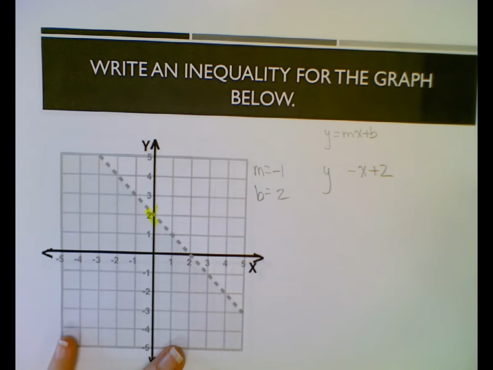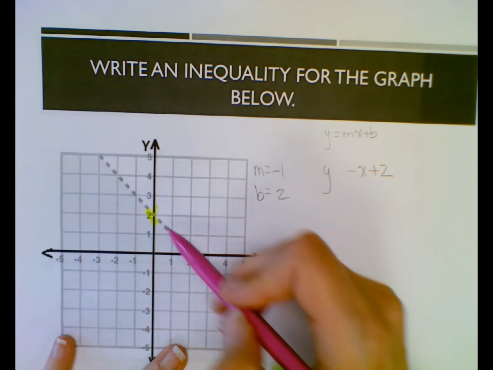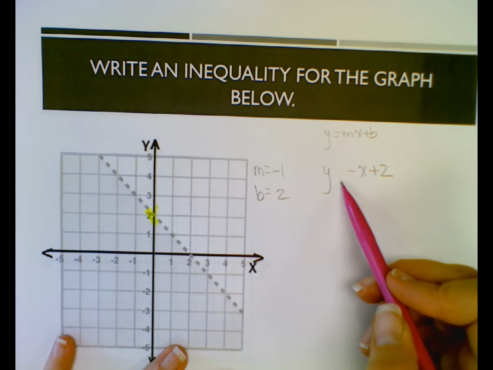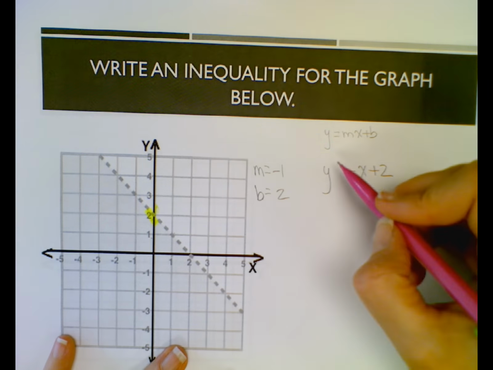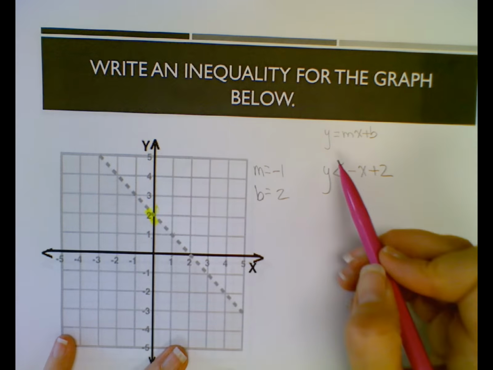Now I just need to choose my inequality sign. I see I have a dashed line, so that means I'm not going to be equal to. I'm shading below the line, so that means it's going to be less than.